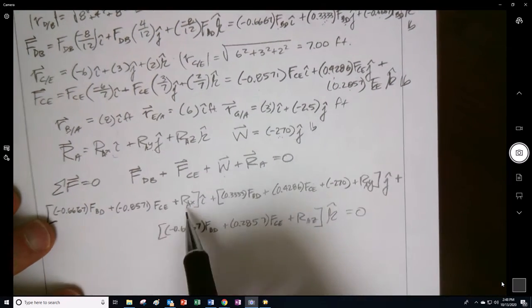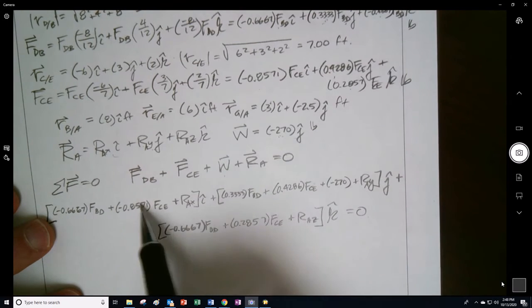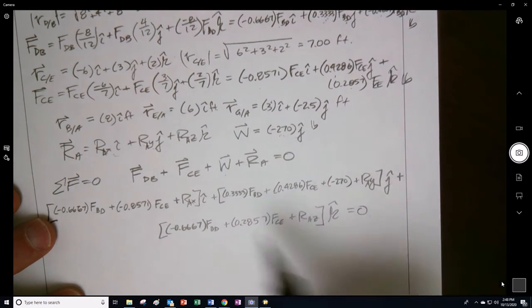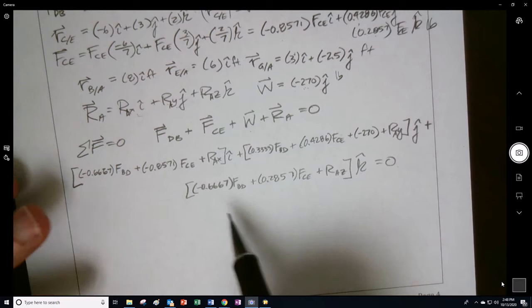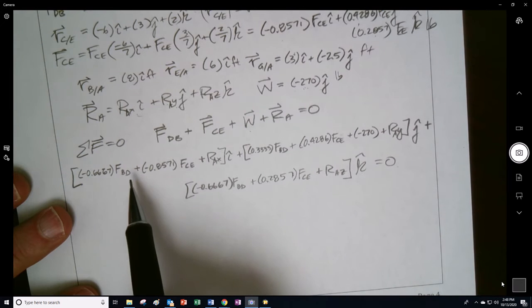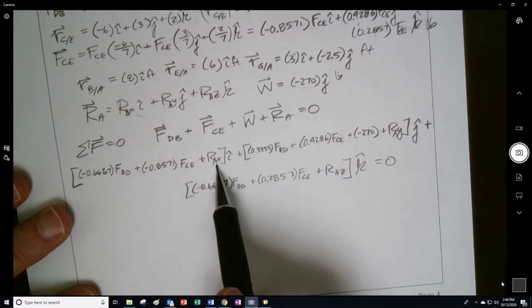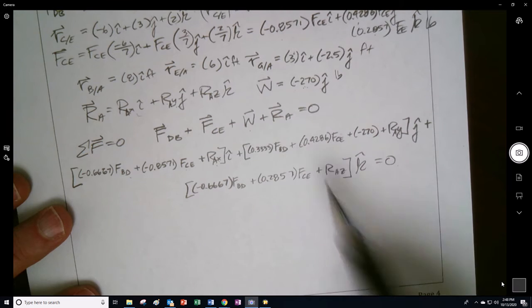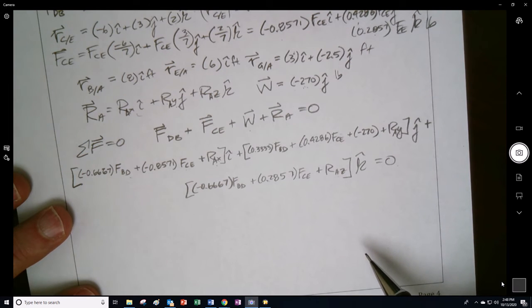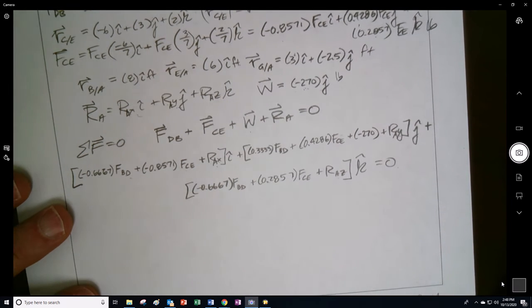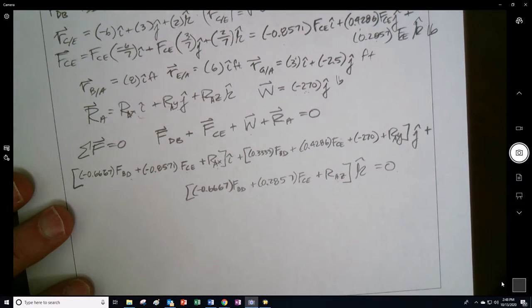And for this to be equal to 0, each one of these individual ones has to be 0. So there's really 3 equations right there. But we still have 1, 2, 3, 4, 5 unknowns. Anything else? No.